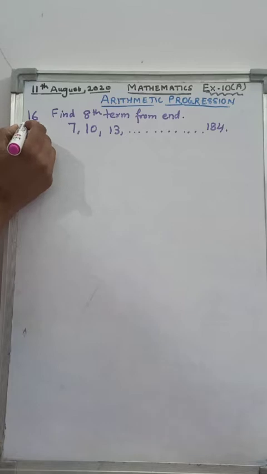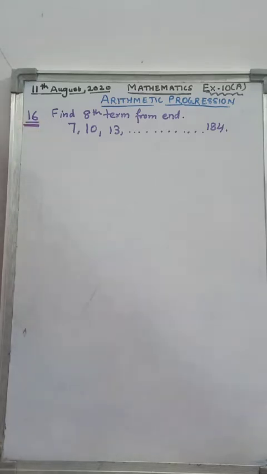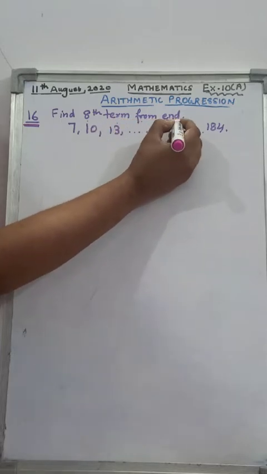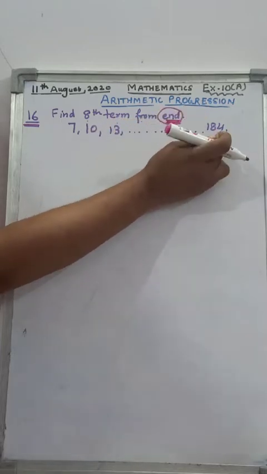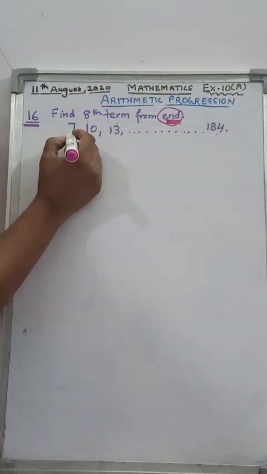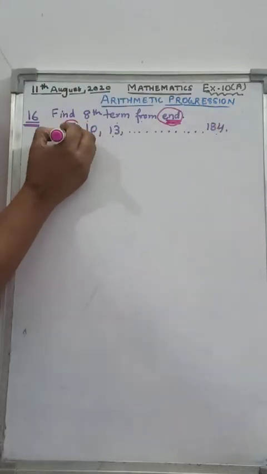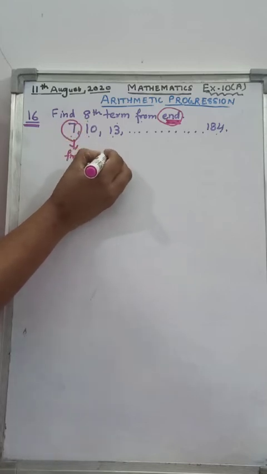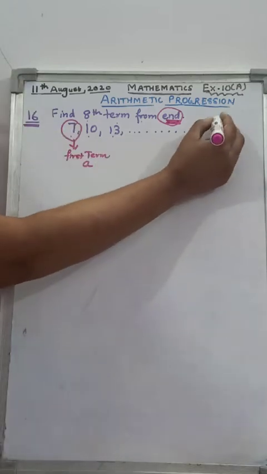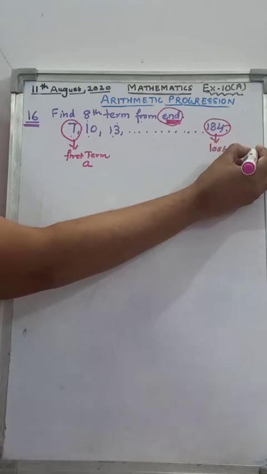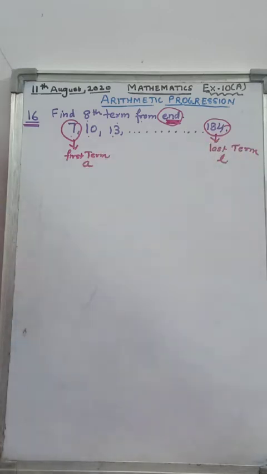Question number 16. It says that you have to find the 8th term from the end. Be careful while reading the question. You have to find the 8th term from the end. Clear? The AP series is given: 7, 10, 13 till 184. So this 7 is your first term, that is A. This is your last term. It is generally represented by L or Tn.